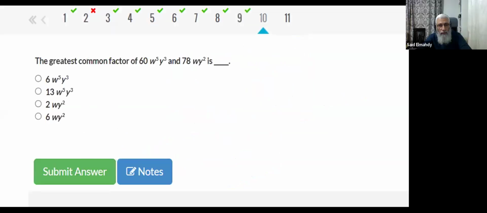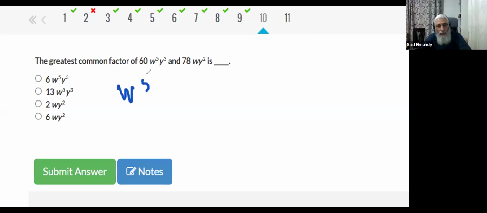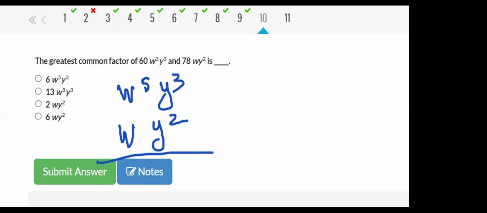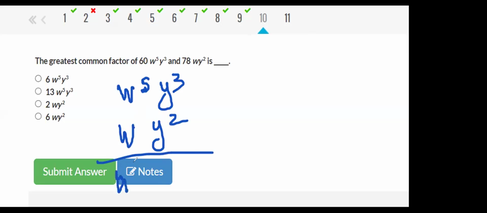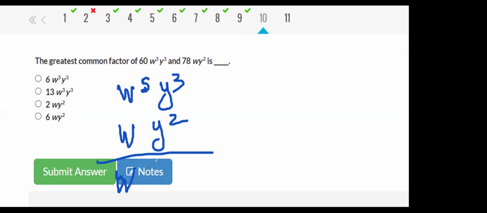Number 10. The greatest common factor of 60 w power 5, y power 3 and 78 w y power 2. What is common between w power 5 and w? W, only one w. And what is common between y power 3 and y power 2? Y power 2, 2 times.